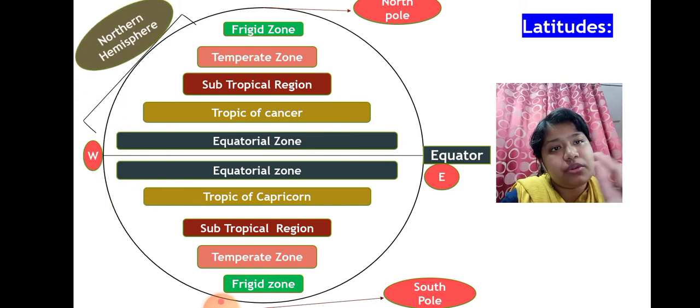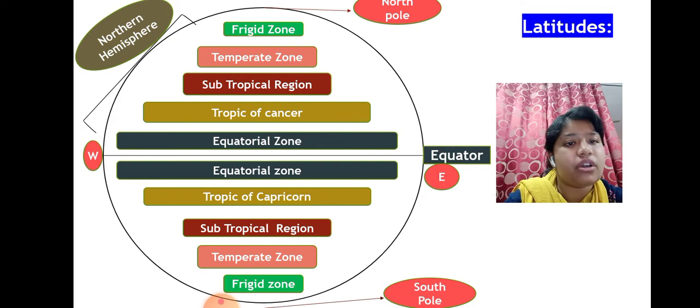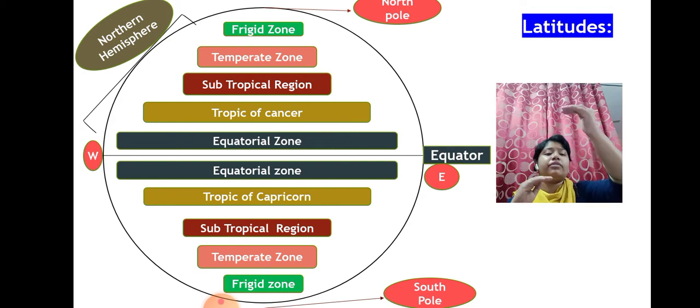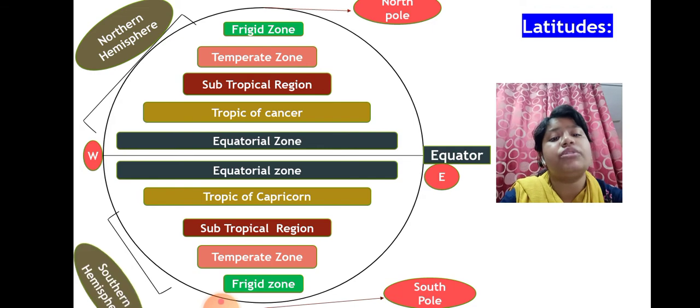From the equator to the frigid zone towards the North Pole is completely the northern hemisphere, and from the equator towards the South Pole, the complete part is the southern hemisphere.